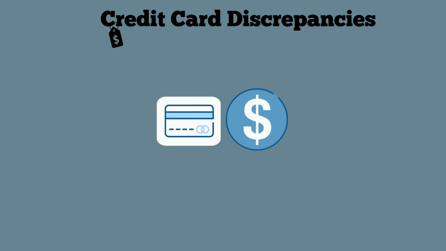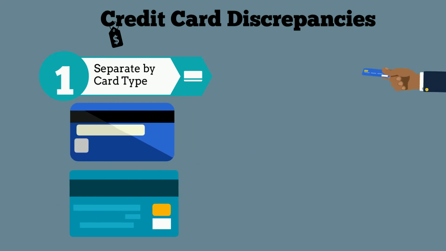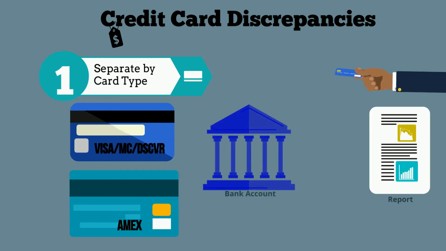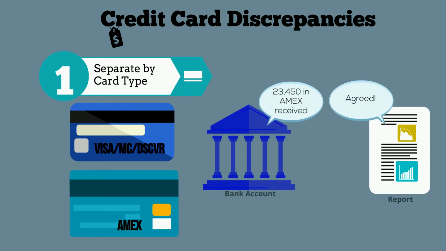Majority of revenue will be received via credit card. To identify credit card discrepancies, separate income by card type and compare amounts received by card type in your account to the amount anticipated by card type in your report. This will help you narrow down finding discrepancies for a certain card type.